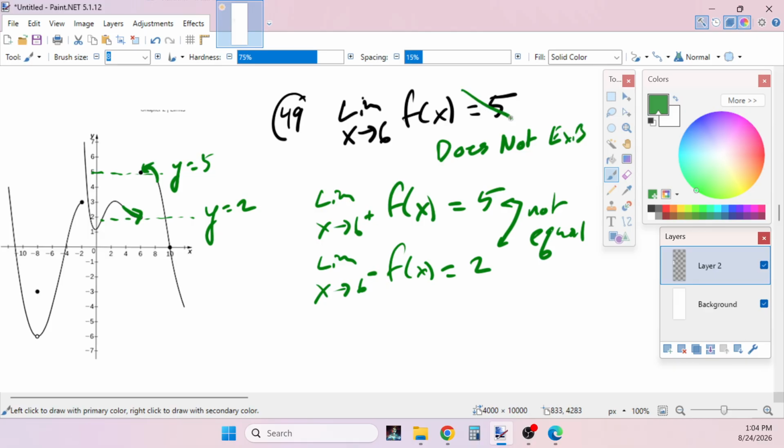This is a false statement. The limit as x goes to 6 of f of x is not 5. The limit does not exist, or sometimes we just say DNE. Notice the function doesn't equal DNE. DNE is not a number, so you can't equal it. It's just that this limit doesn't exist.